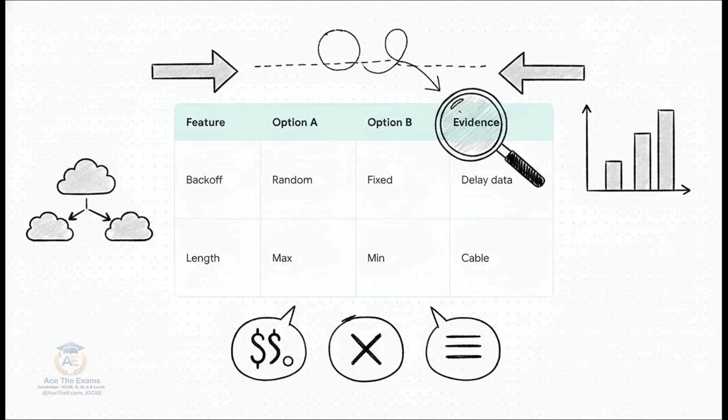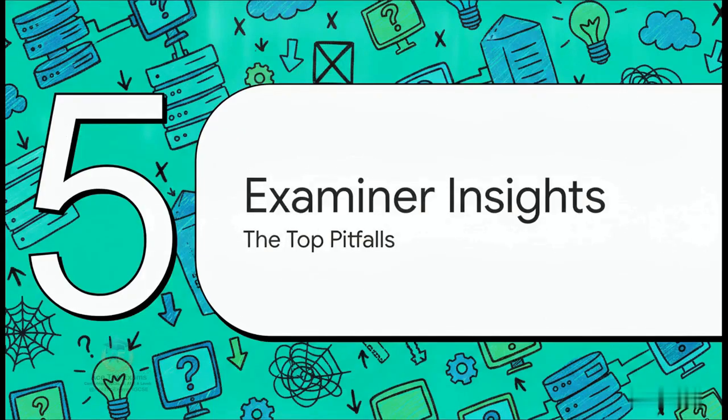Every single claim you make must be fully supported by concrete evidence from the specific data provided in the question. You cannot just vaguely state that solution A is faster. You must prove it. You have to say, solution A is faster because the transmission speed is 100 megabits per second compared to solution B's 10 megabits per second, resulting in a significantly lower latency over the 500-meter cable. Evidence is everything.